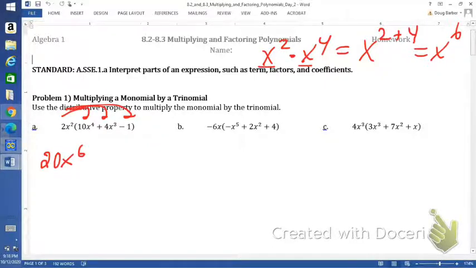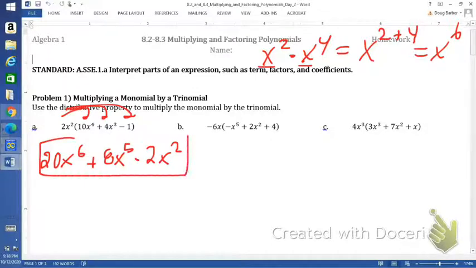Alright, then we have 2x squared times 4x cubed. 2 times 4 is a positive 8. X squared times x cubed, it's going to give us x to the 2 plus 3, which is 5. And then we have a 2x squared times a negative 1, that's just going to be negative 2x squared. So there's your answer.